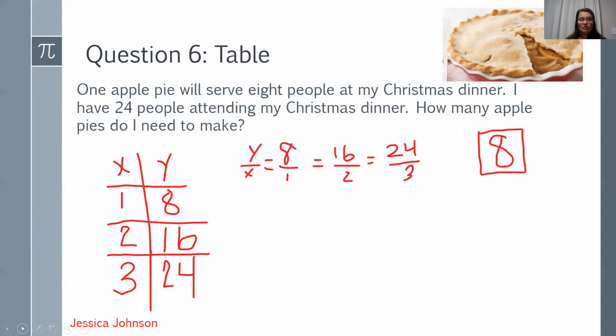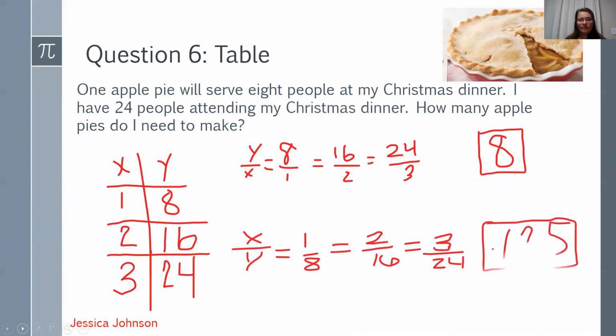Equally, you can take X and put over Y, and you get 1/8, 2/16, and 3/24. When you divide these out, you get 0.125 each time. If you didn't get the same answer of 8 or 0.125 each time we divided our ratios, we would not have proportional reasoning.